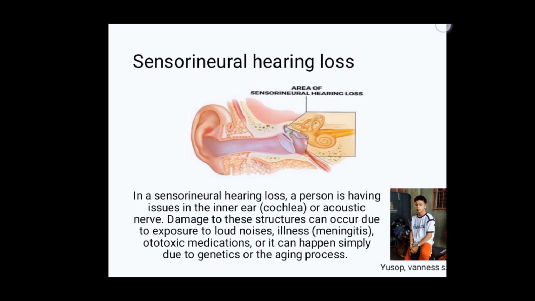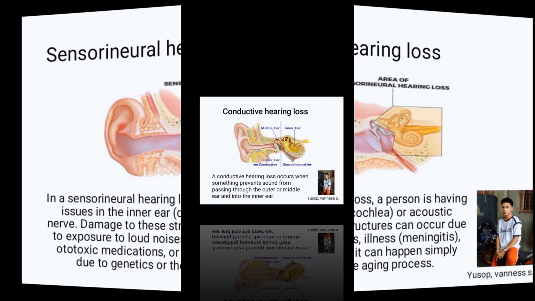There is no medical or surgical method of repairing the tiny hair-like cells of the inner ear or the auditory nerve if they are damaged. However, sensorineural hearing loss can be treated with hearing aids or cochlear implants, depending on the severity of the loss.